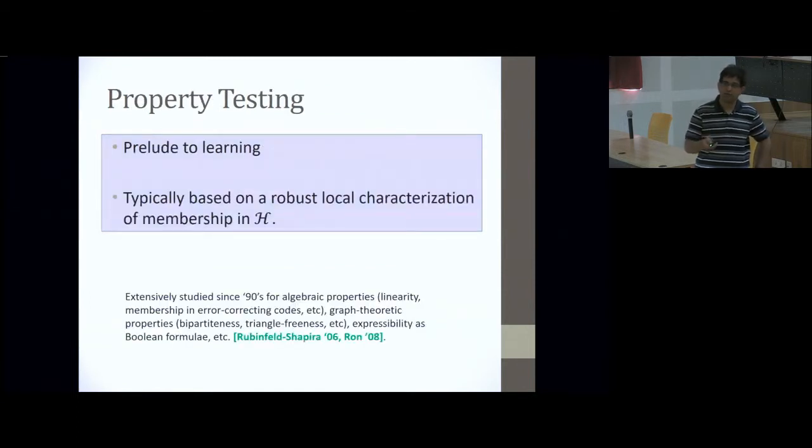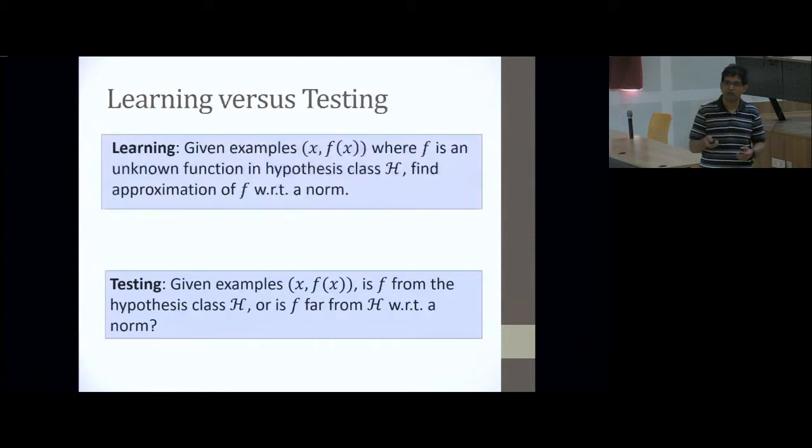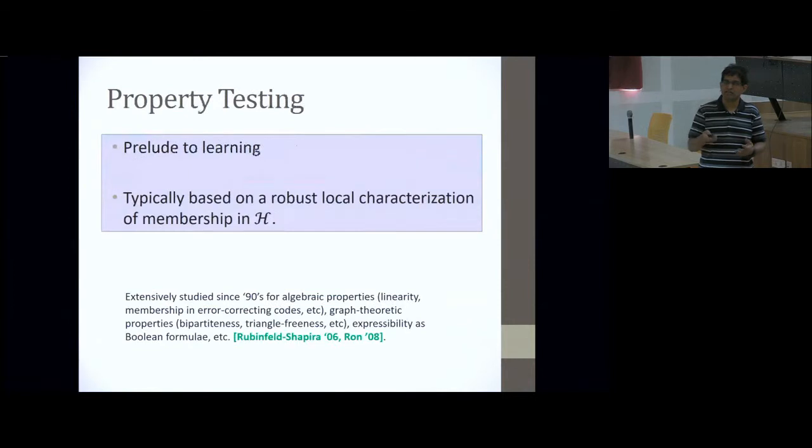Property testing as a subject has been studied since the 90s for algebraic properties like membership in various kinds of error correcting codes, graph theoretic properties, expressibility as a Boolean formula, but not really that much for continuous function classes. Okay? And this is what we wanted to address in this work.